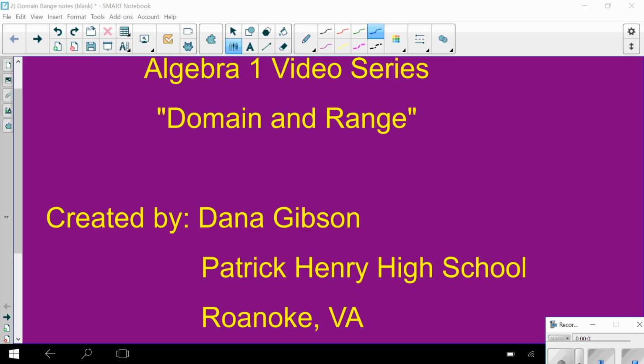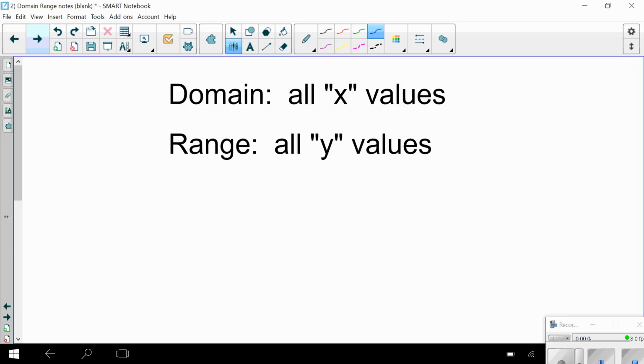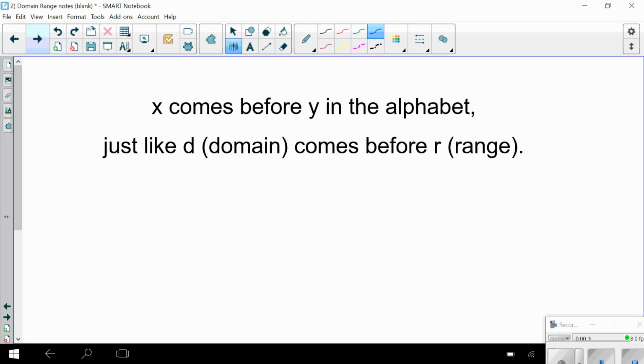Today we're going to talk about domain and range in functions. We know that the domain is always all of our x values and the range is always all of our y values. An easy way to remember this is that x comes before y in the alphabet and d for domain comes before r for range in the alphabet. So x goes with d and y goes with r.